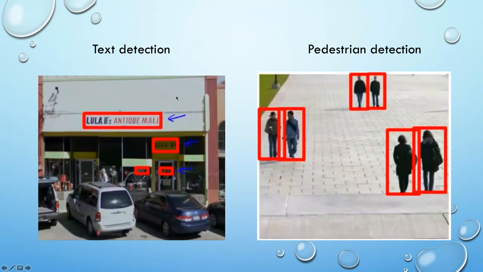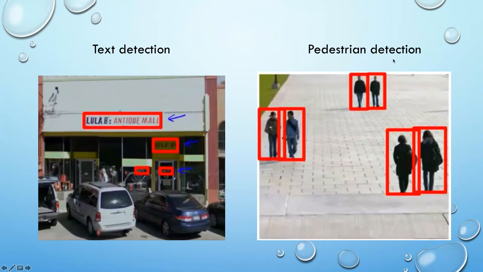So the first one is the text detection. The purpose of text detection is to find out those regions where the text is located. For example, the input is this image, and the output we want is these rectangles. To make this problem a little easier to describe and solve, we first take pedestrian detection as an example.